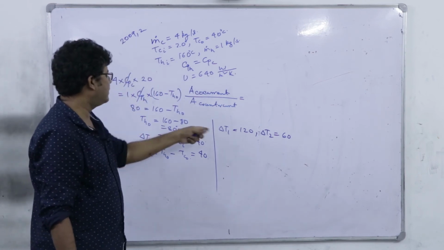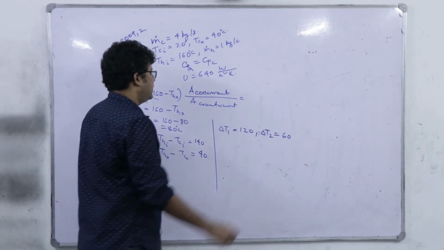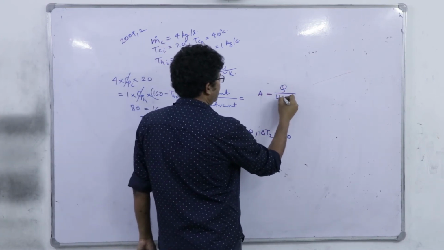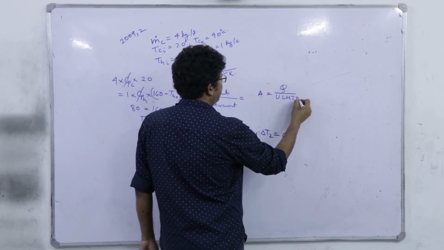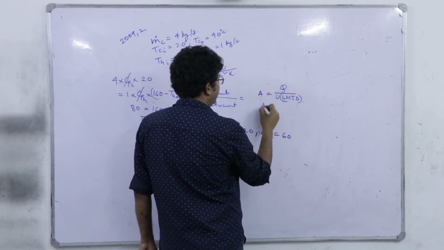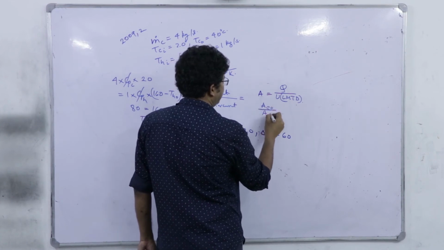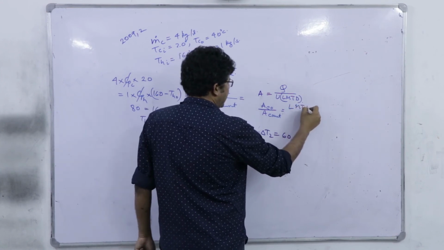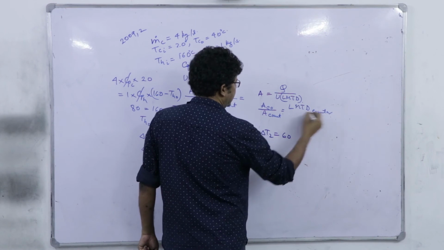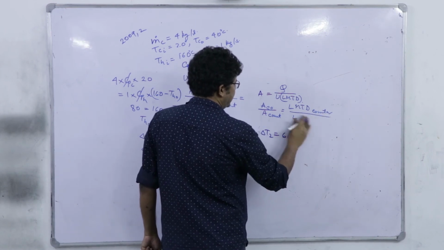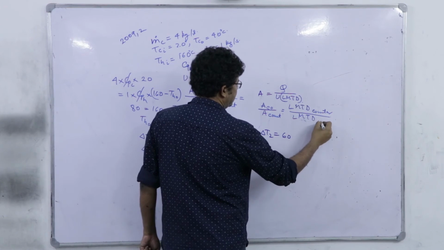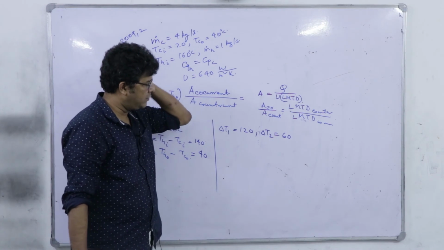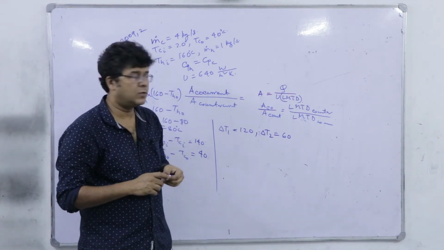Okay, so once you have got these two differences, now you see that area is equal to Q by U into LMTD. Now, U remains same. So, area co-current divided by counter current is equal to basically LMTD counter current divided by LMTD co-current, right. So, from there you can solve and you can get the answer of co-current to counter current ratio.